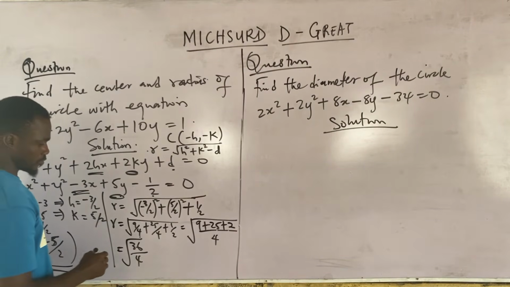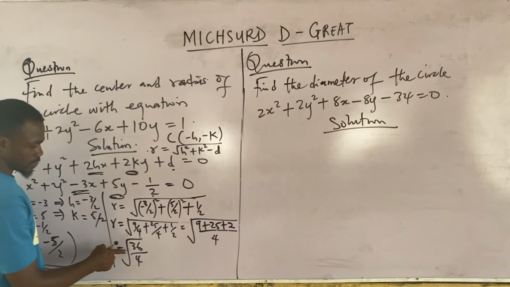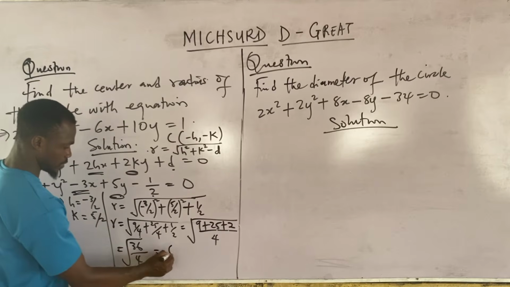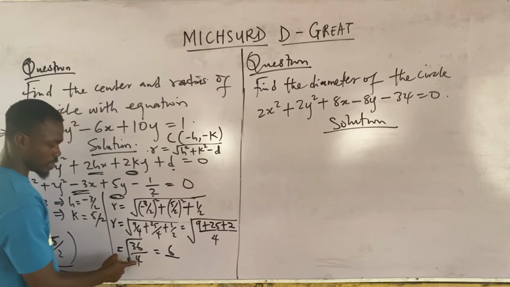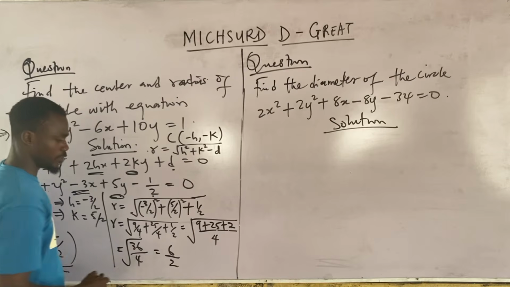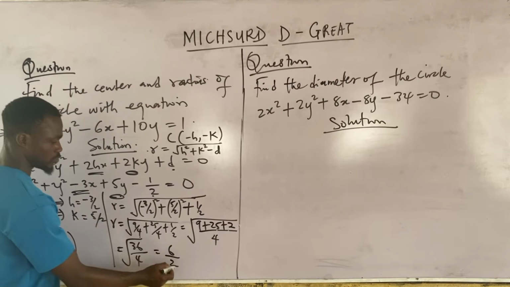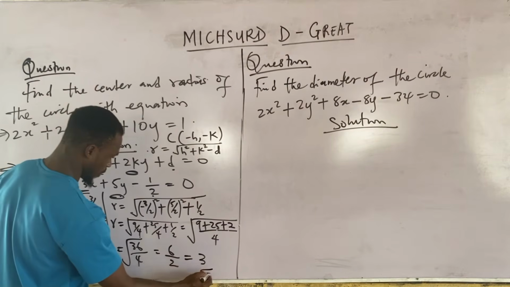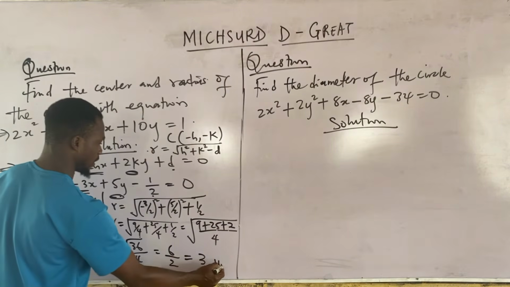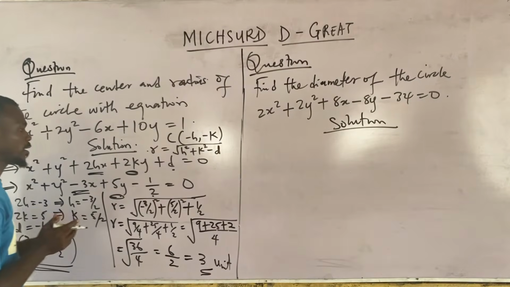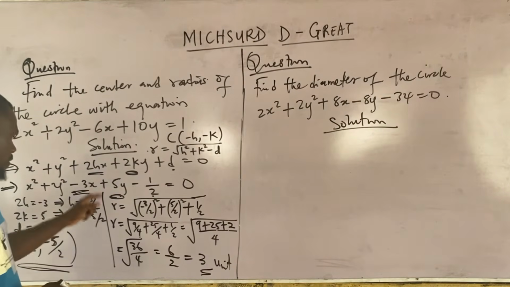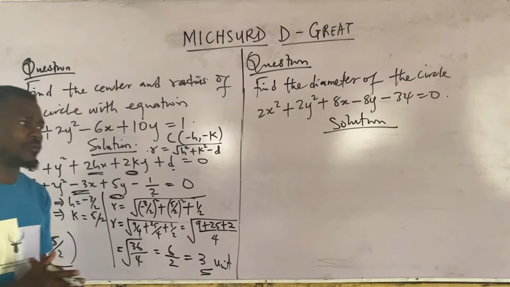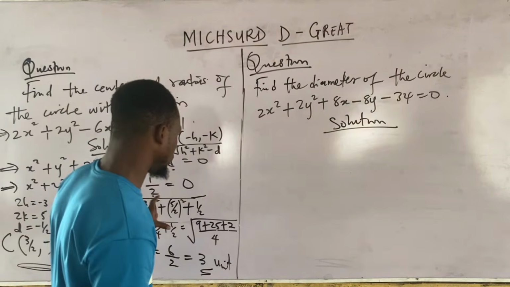So now, what is the square root of 36? It gives us 6. And what is the square root of 4? It will give us 2. Now, can you see that 2 can go into 6, which is 3. So we have the radius is 3 units. So here our radius is 3 and the center is 3 over 2, minus 5 over 2. So that's how we solve this case.